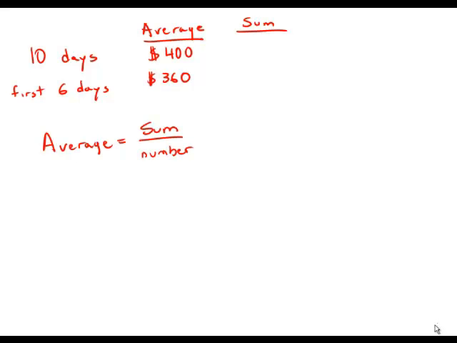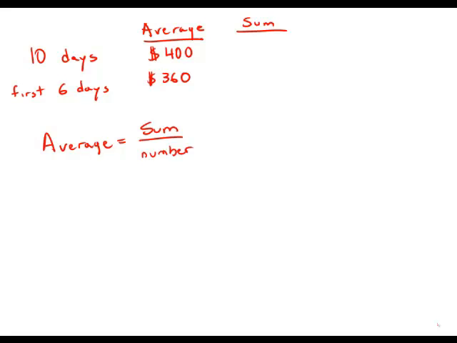In a small snack shop, the average revenue was $400 per day over a 10-day period. During this period, if the average daily revenue was $360 for the first 6 days, what was the average daily revenue for the last 4 days?